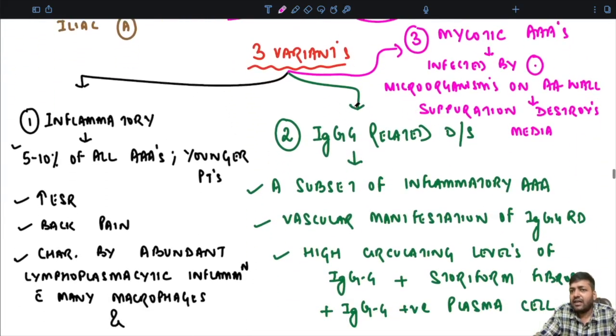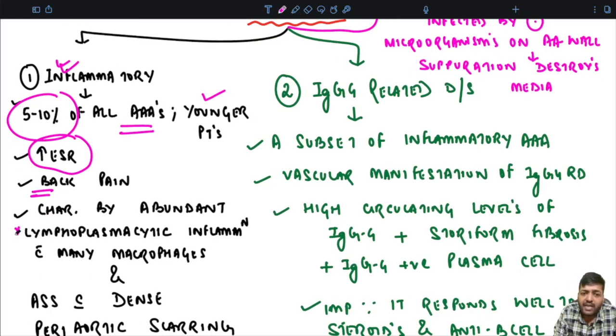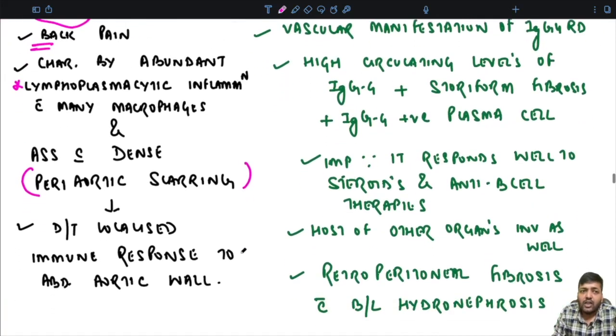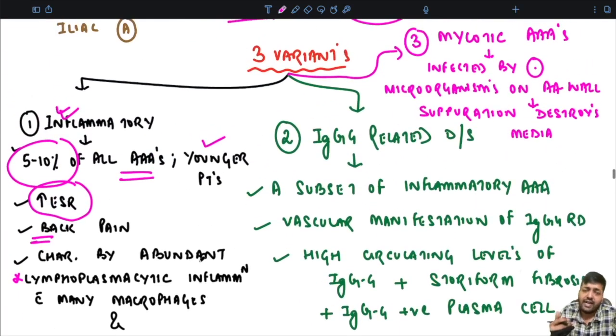Now, having spoken about the abdominal aortic aneurysm, there are certain variants which need special mention. Number one is the inflammatory variant of abdominal aortic aneurysm, which constitutes 5 to 10% of all the cases. It involves younger patients, characterized by increase in inflammatory markers like the ESR, associated with back pain, characterized by abundant lymphoplasmacytic inflammation with many macrophages, and associated with dense peri-aortic scarring. Basically it occurs due to a localized immune response to the abdominal aortic wall. So, this is the first variant, the inflammatory variant.